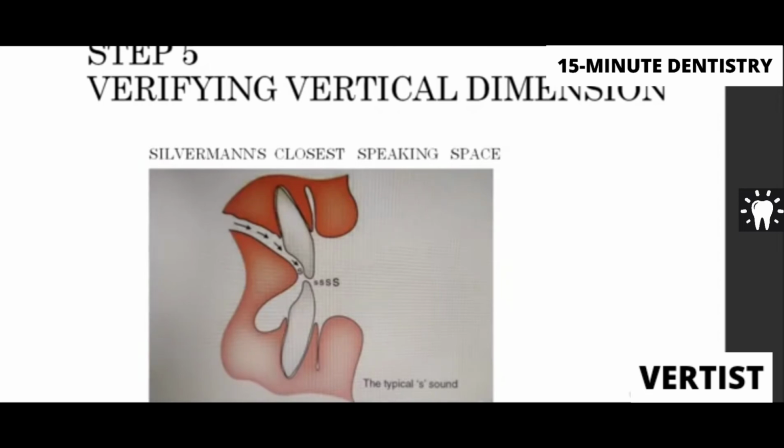Now when there is a wax rim in the mouth of an edentulous patient, obviously there are no teeth. What you're going to observe is that when the patient is saying "yes" or words containing "s", the mandibular rim will come very close to the maxillary rim, but it will not touch. That will ensure that your vertical dimension is not excessive or too little. So both ways you'll come to know about the vertical dimension. This is an important clinical step to follow after you record the vertical dimension of occlusion by Niswonger's method. Always check with Silverman's closest speaking space.